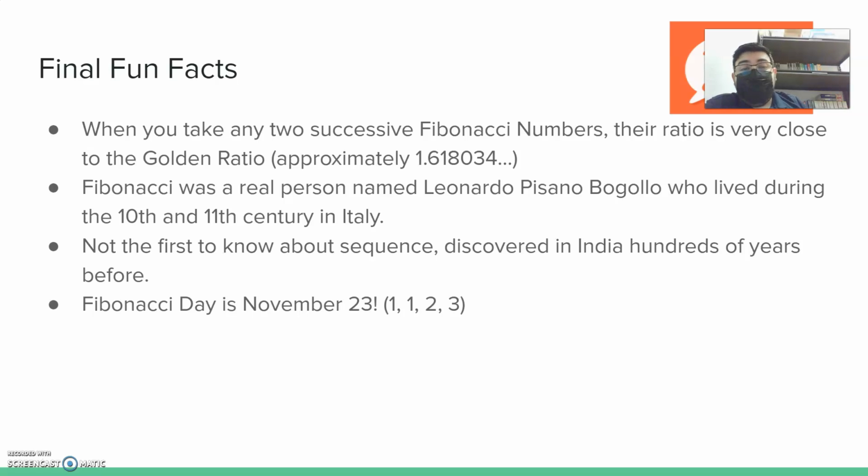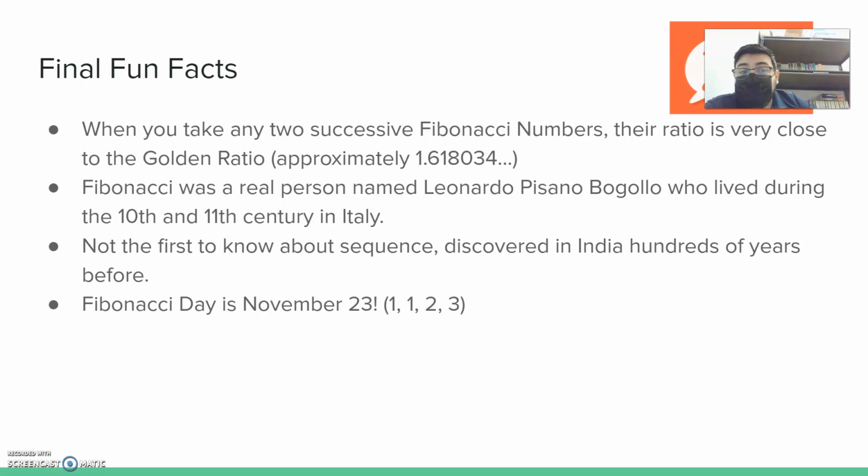When you take any two successive Fibonacci numbers, their ratio is going to be very close to what's called the golden ratio. And that golden ratio is 1.618. It keeps going and going and going. So 3 and 2 would be close to 1.618, and the bigger the numbers, the closer it's going to get. It'd be like 1.6 instead of 1.618034. The bigger the numbers, the closer it gets to that golden ratio, and it's always going to stay at that. So I just thought that was pretty interesting.